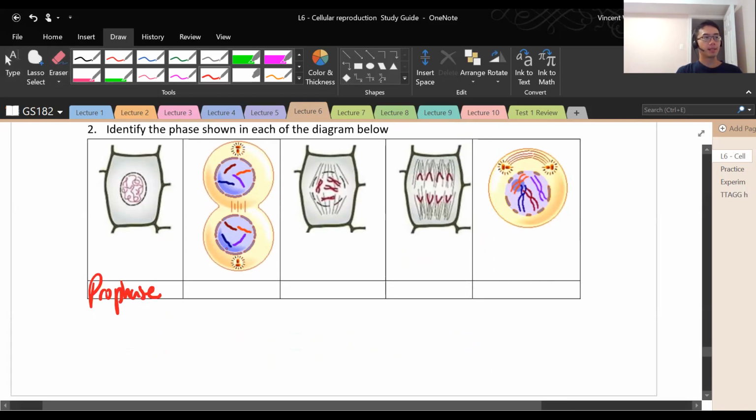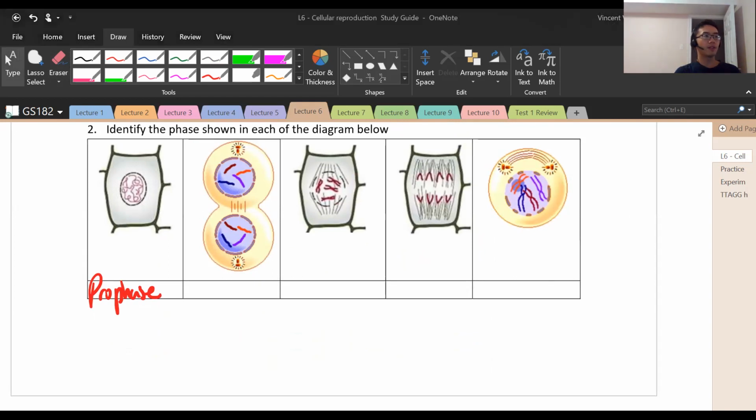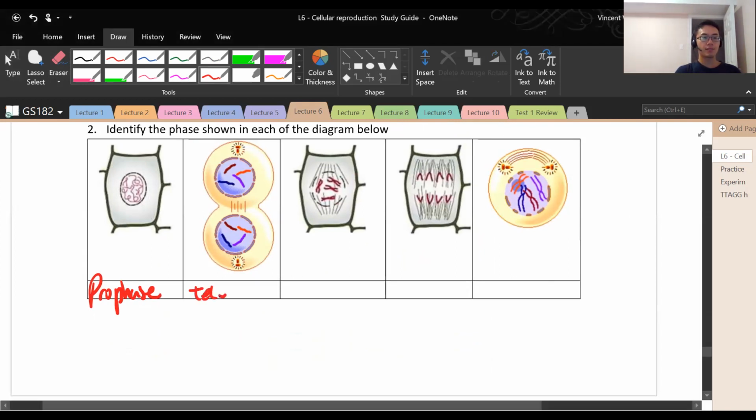What's the next phase? Anyone? Anybody want to help me out with the next diagram? Telophase is correct. Yes, telophase is very distinctive. You can see the cell is splitting.